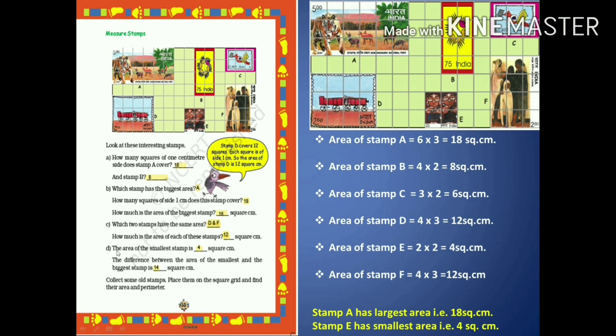Now part D, the area of the smallest stamp is. So stamp E has the smallest area, that is 4 square centimeter. So the difference between the area of the smallest and the biggest stamp is 14 square centimeter.